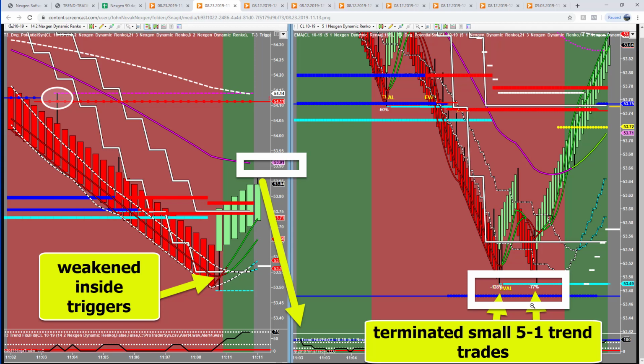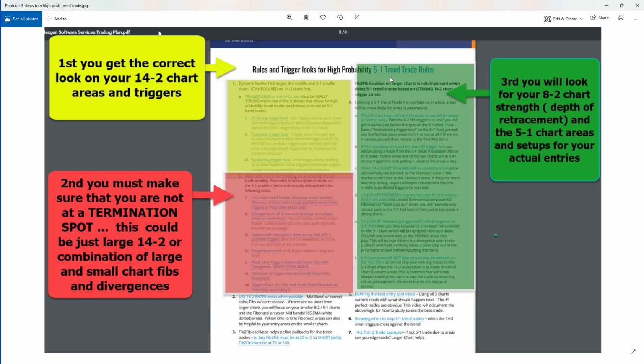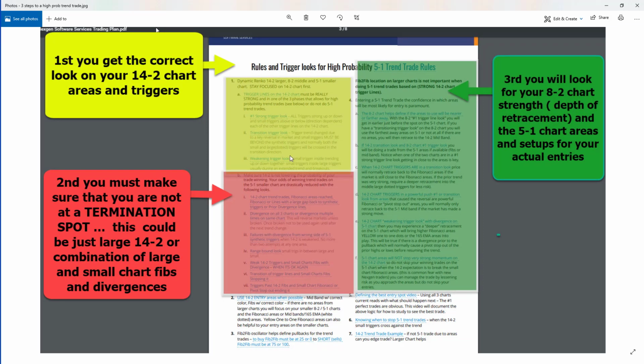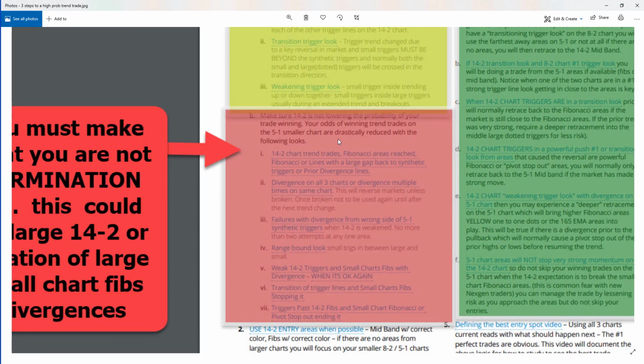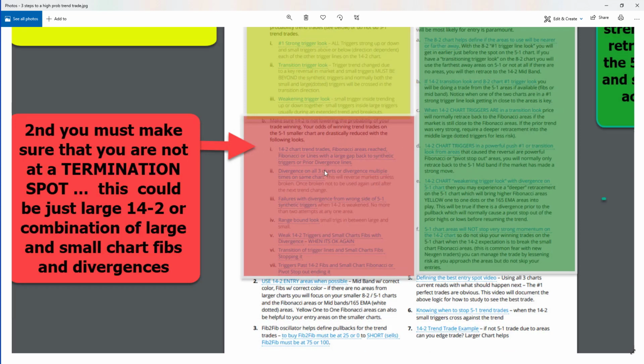Again, it's not that you'll never do a trade. It's a 5-1 termination condition. Sometimes it's a big trend termination condition, but more importantly, these termination conditions in this picture for the 5-1 trend trades are when to stop doing 5-1 trend trades. Not that the trend will always reverse 100%. It's just, you need to look from a bigger area, bigger retracement.